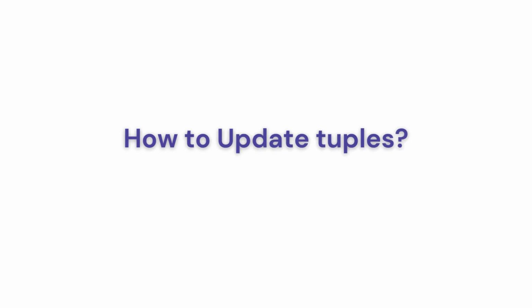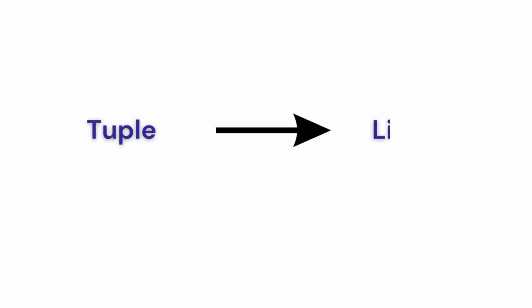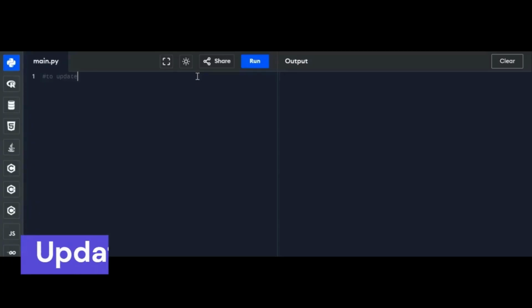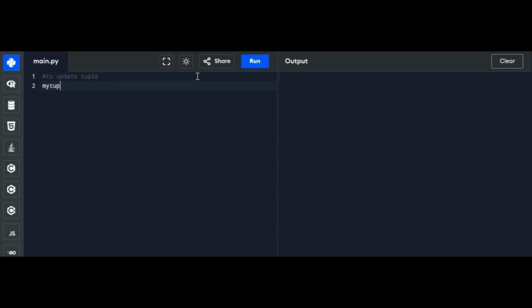Let us see how to update tuples. We know that tuples are unchangeable, but there is a workaround. You can convert the tuple into a list, change the list, and convert the list back into a tuple. Let's see how it works. Create the tuple called myTuple is equals to consider the same items, that is grapes, pineapple, and cherry.